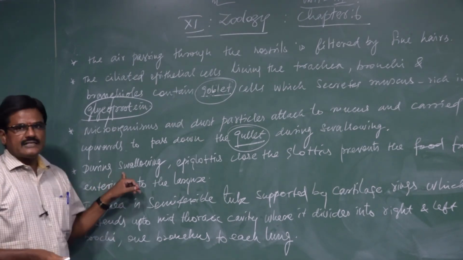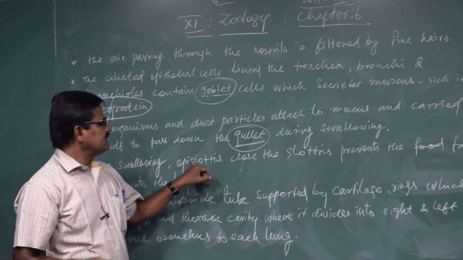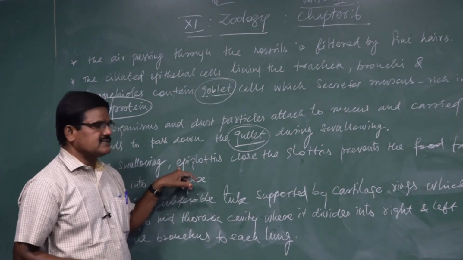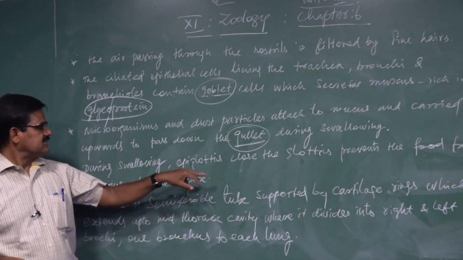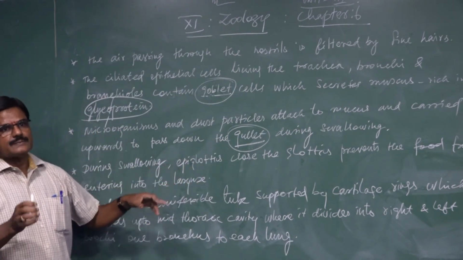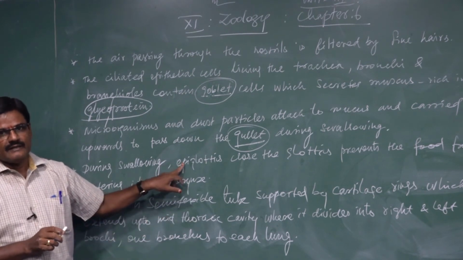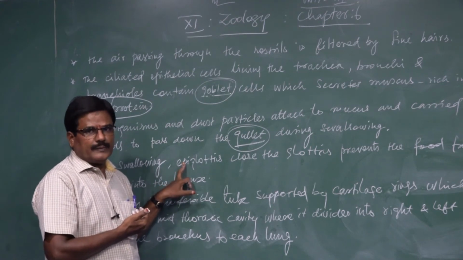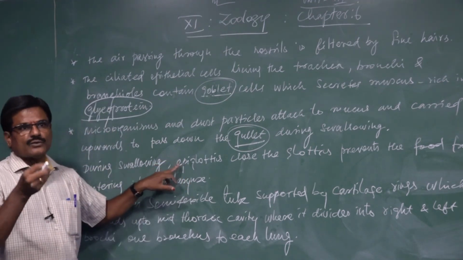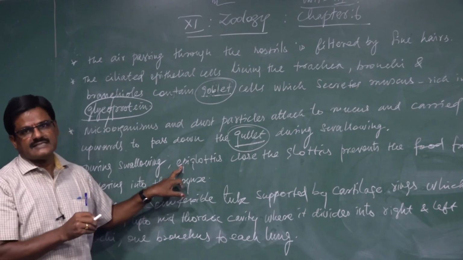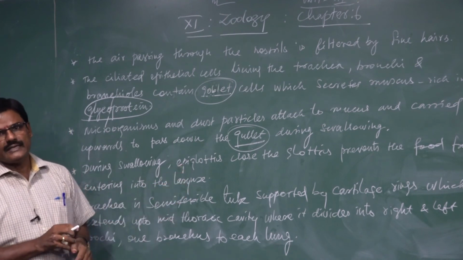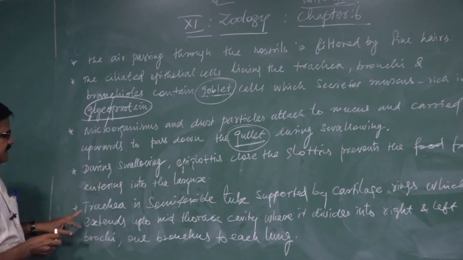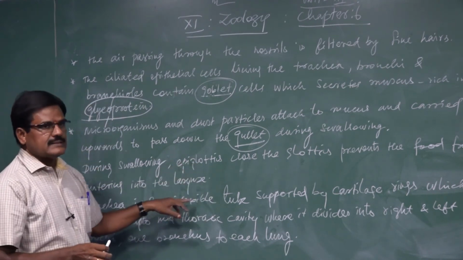Right. During swallowing, the epiglottis closes the glottis. The glottis is the small opening present in the larynx. When the food passes near that part, the epiglottis automatically closes the glottis, which prevents the entering of the food into the trachea. Right.